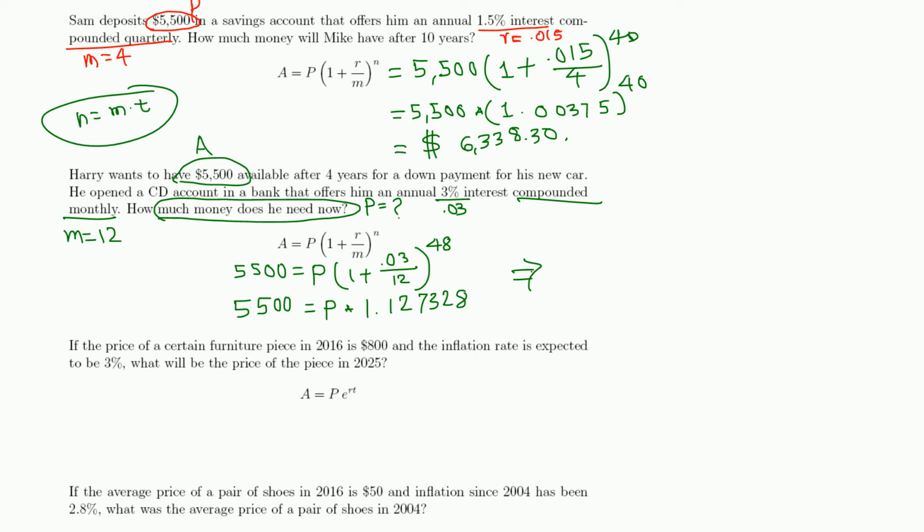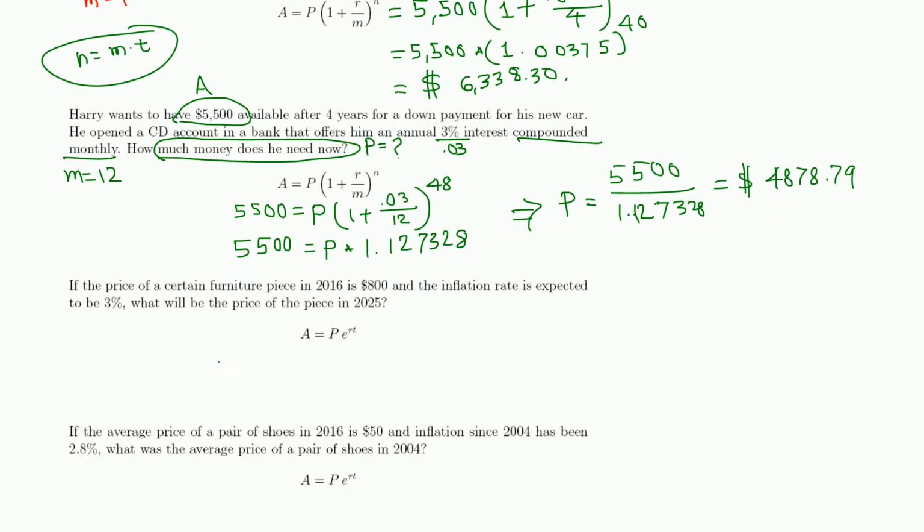Then finally, how do you get P? Isolate it. So divide both sides by this decimal number, then P will be isolated. So 5,500 divided by 1.127328. You don't have to show this step, just use your calculator. You get 4878.79. Okay, that's how much he needs now: 4,878.79.